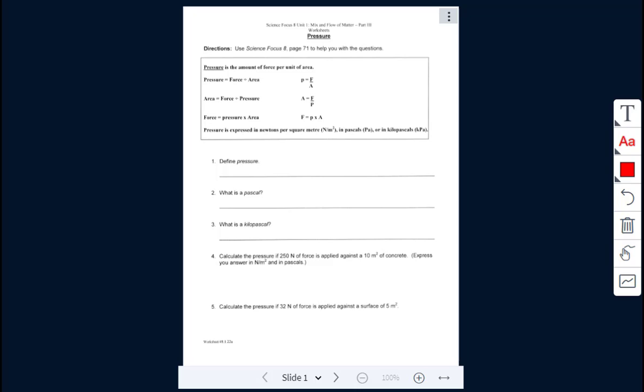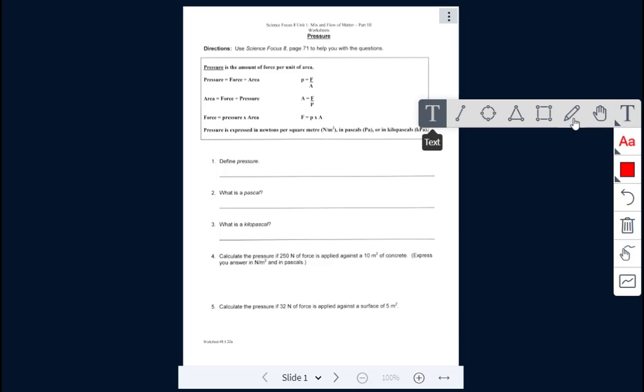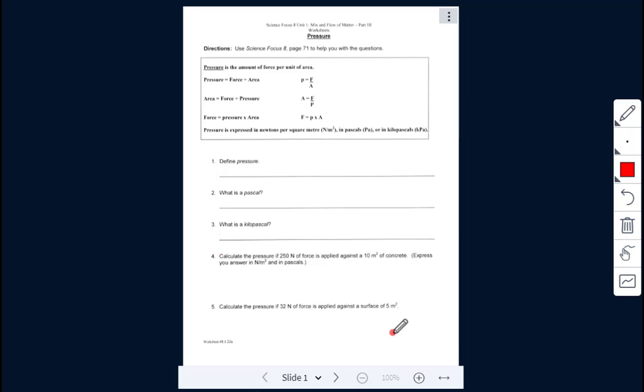So we're starting off our lesson today with just doing a review of pressure and pressure calculations. So let's do question number 4 here, which is: calculate the pressure if 250 newtons of force is applied against 10 meters squared of concrete. Express your answer in newtons per meter squared and in pascals. So we already know if it's in newtons per meter squared, the unit is also pascals.